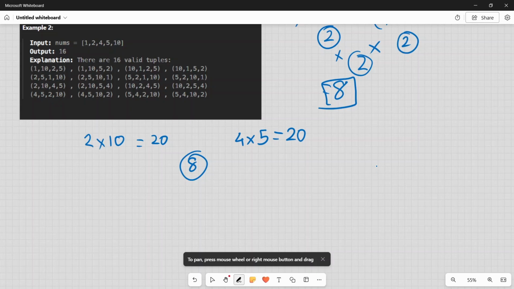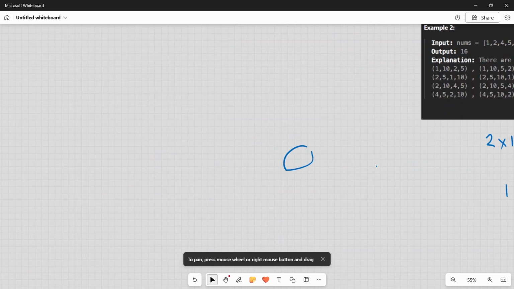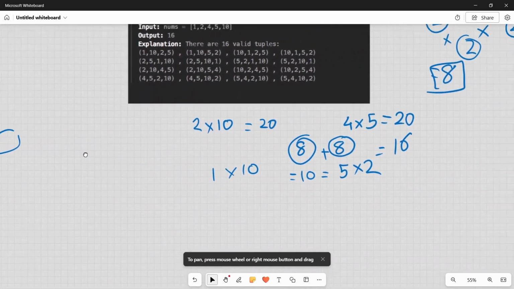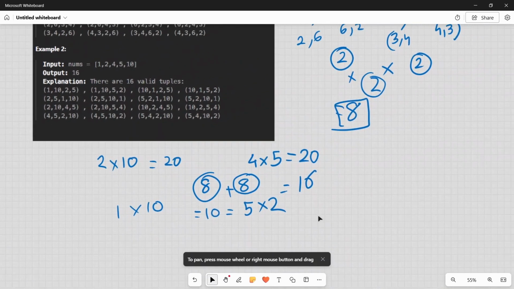So that is one. And there is one more, that is 1 and 10. So 1 times 10 and 5 times 2. These are also distinct elements which will make up the product 10. And this will also give us 8 tuples. So the total answer is 16, right? Total output is 16, which is what our answer is.